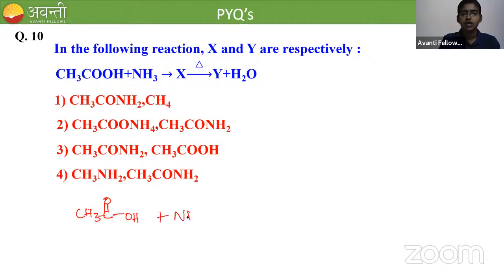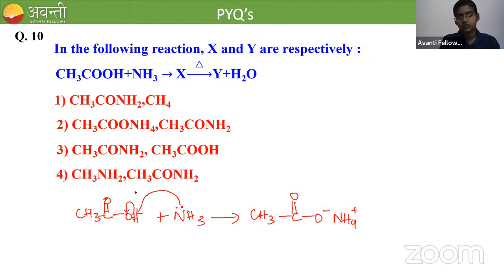CH3COOH with ammonia forms ammonium acetate. It forms a salt of formula CH3COO minus and NH4 plus. Here we have an OH bond, no? The nitrogen of ammonia contains a lone pair, and that lone pair will attack this hydrogen, and the electrons will shift to oxygen. So we get a salt. So CH3COO minus NH4 plus is compound X.